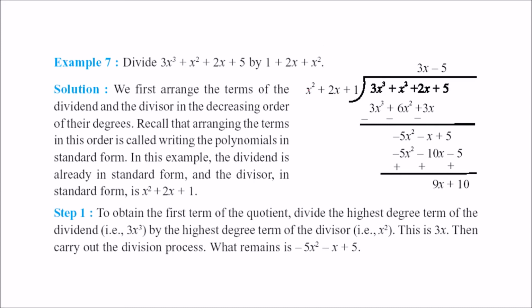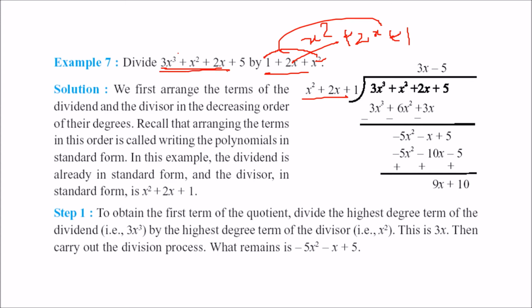So the procedure is exactly the same. You want to divide this by this. Now this is cube, this is square, so you have to arrange it properly. You cannot just write like this. You have to take the highest power first, so this will be x square first, then 2x, and then 1. Now the previous discussion will apply here. First take this 3x cube divided by x square. What you get? 3x. So just place 3x here.